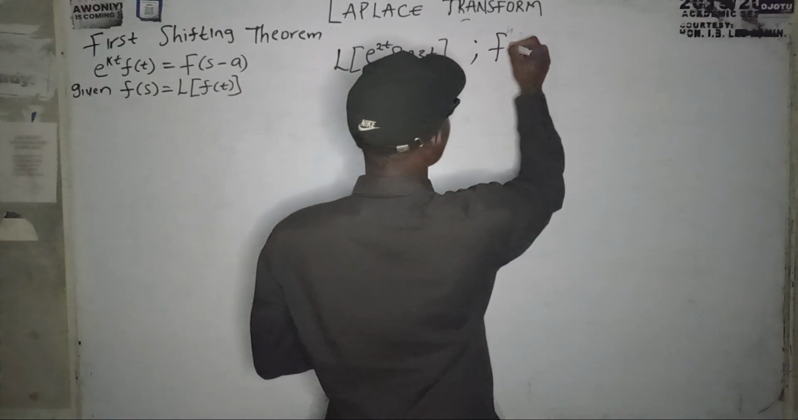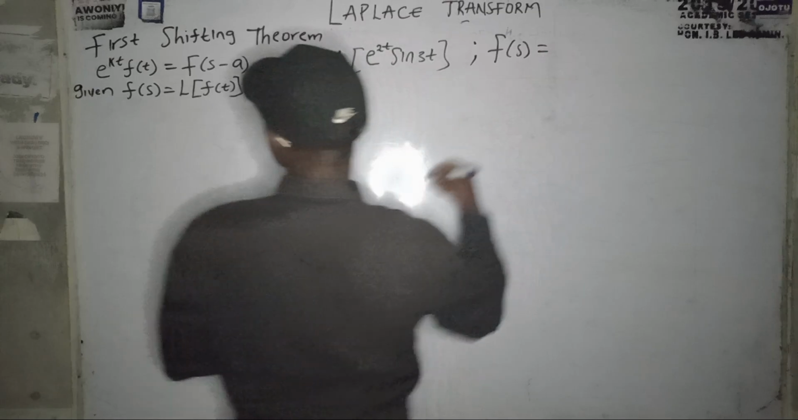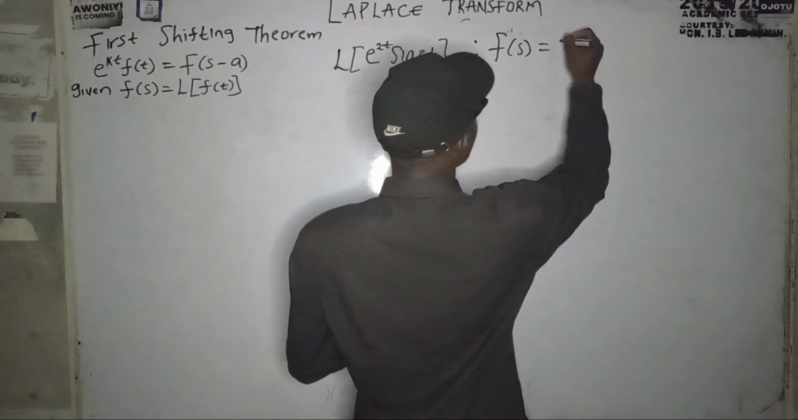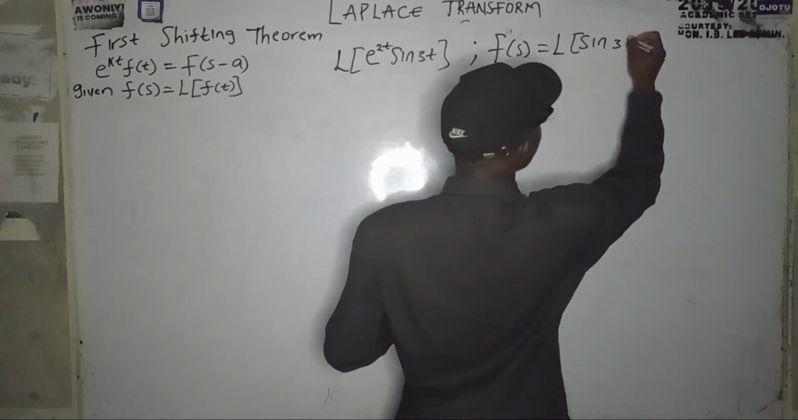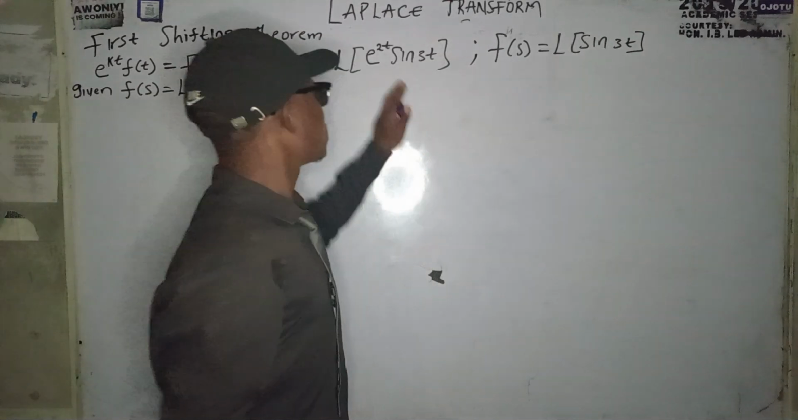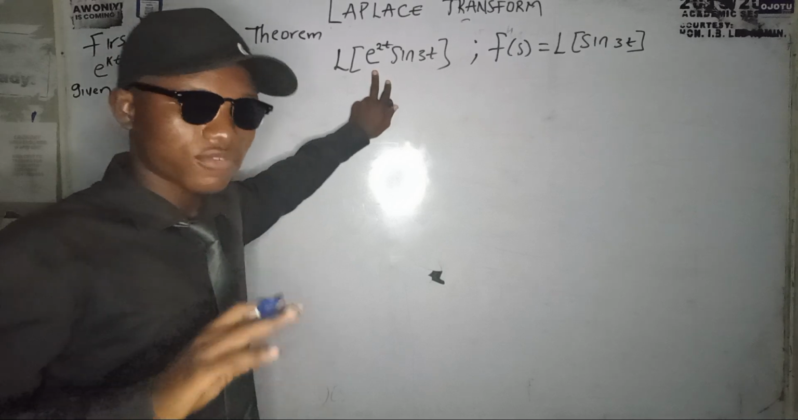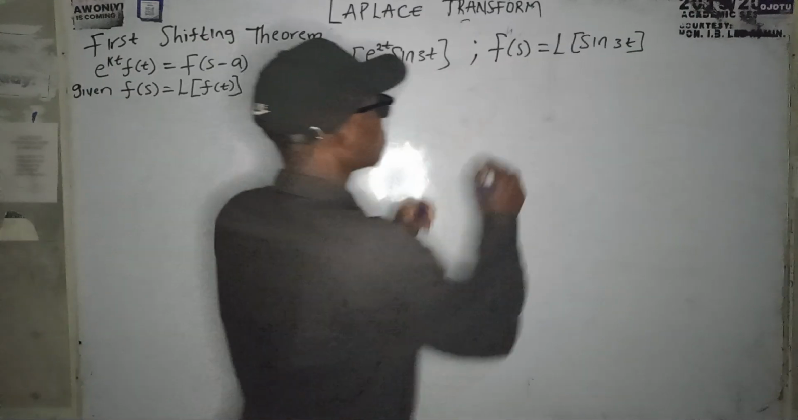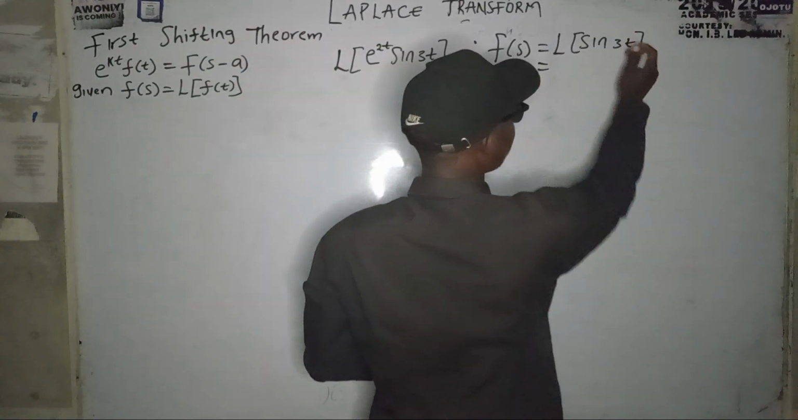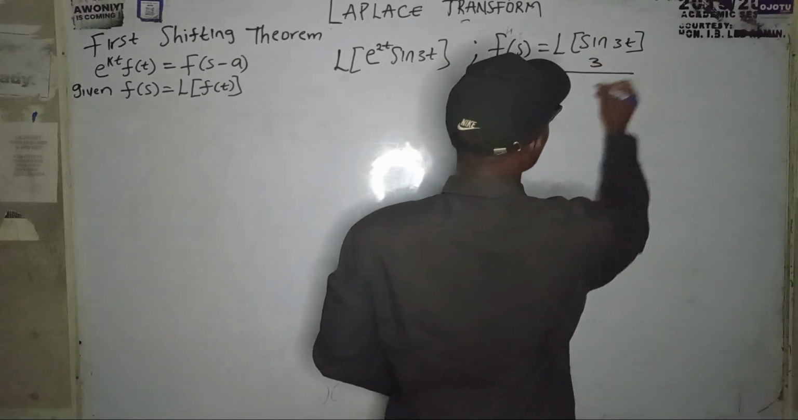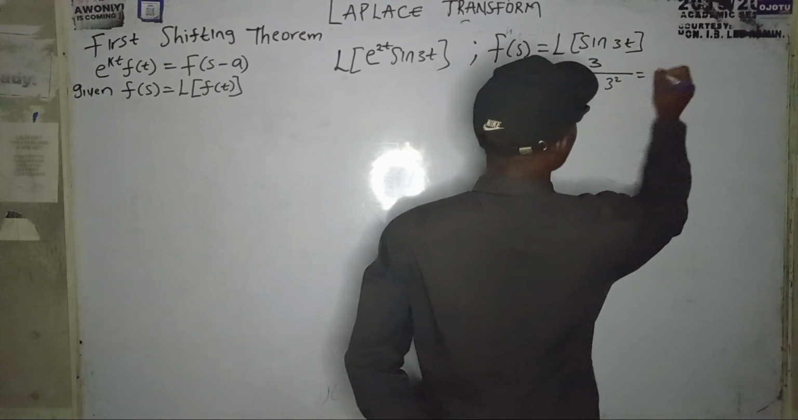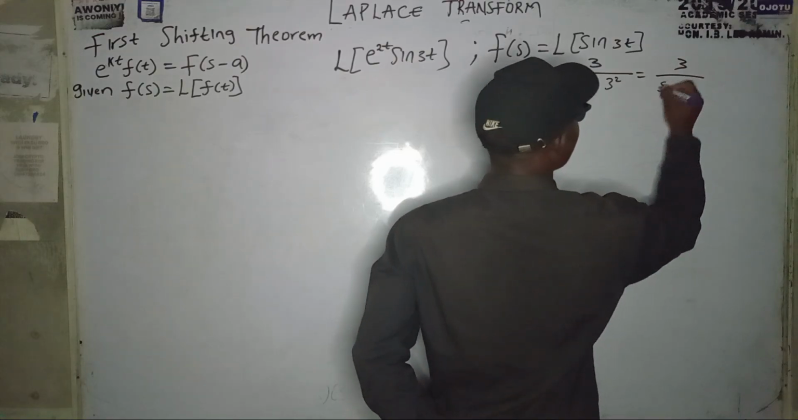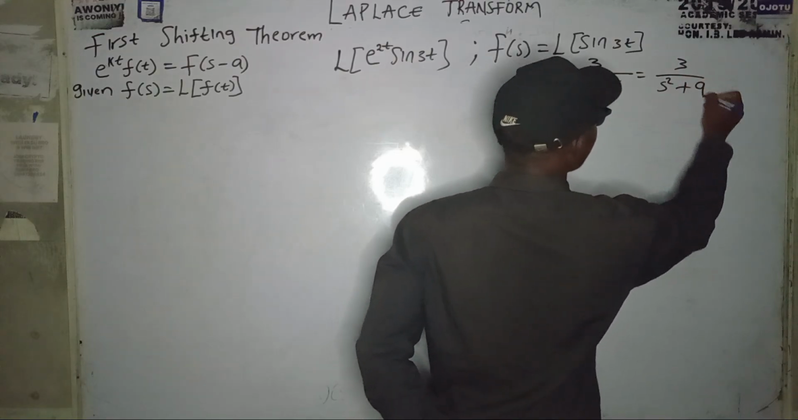We can put F of s is equal to the Laplace transform of sine 3t. We are going to be ignoring the e raised to power 2t for now. So first of all, the Laplace transform of sine 3t is equal to 3 over s squared plus 3 squared, which is equal to 3 over s squared plus 9.